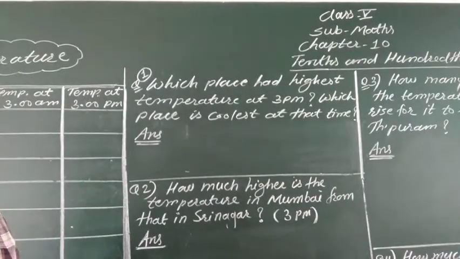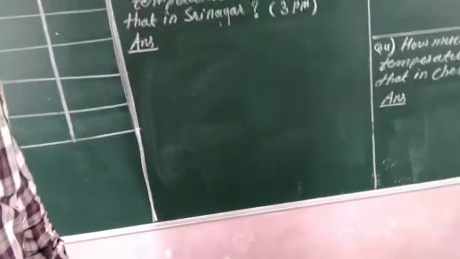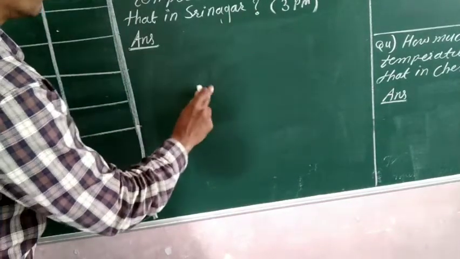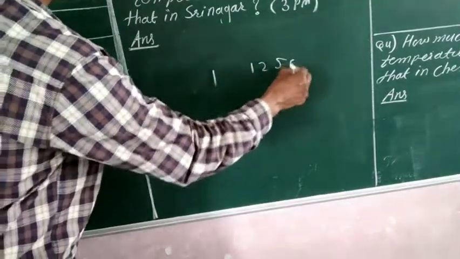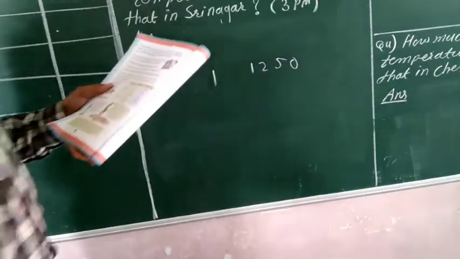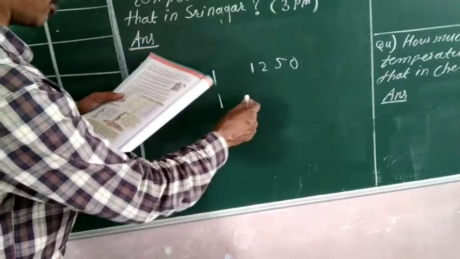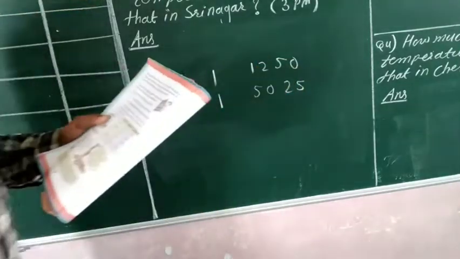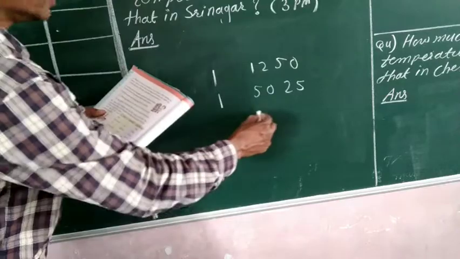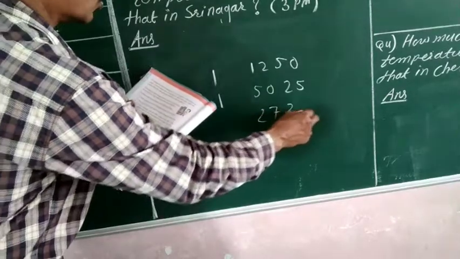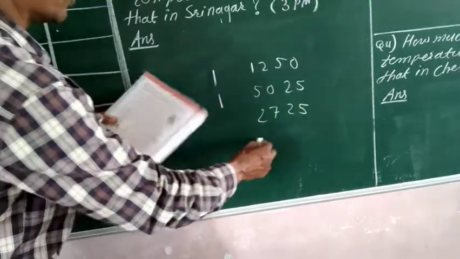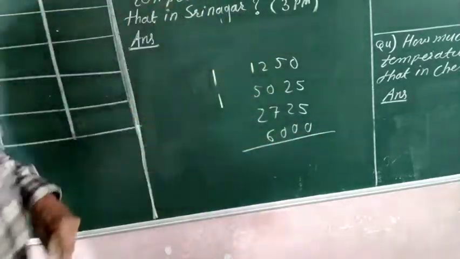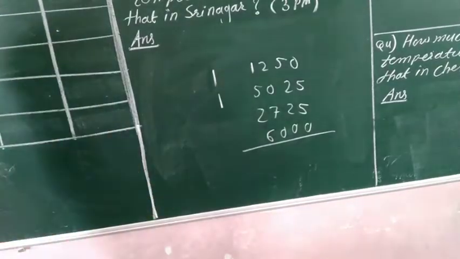So dear students, the bill is given like this. Atom soap, one soap, is 1250. Then green gram, 1 kg, is 5025. Tea powder is given here as 2725. And coconut oil, 1 liter, is given as 6000. So where do you have to put the decimal point here?